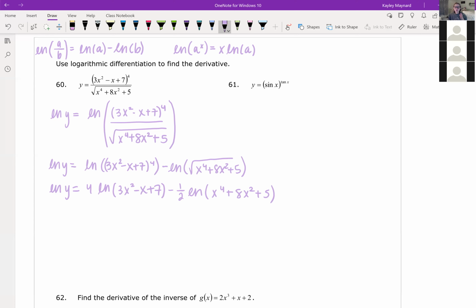So whenever you use logarithmic differentiation, you'll have to take the derivative of both sides, which means you will have to use implicit differentiation. So it's kind of like combining some concepts that we've learned here. So let's take the derivative of both sides. So the derivative of ln of y is going to be 1 over y. And since we're doing implicit differentiation here, whenever we take the derivative of y, we have to multiply it by dy dx.